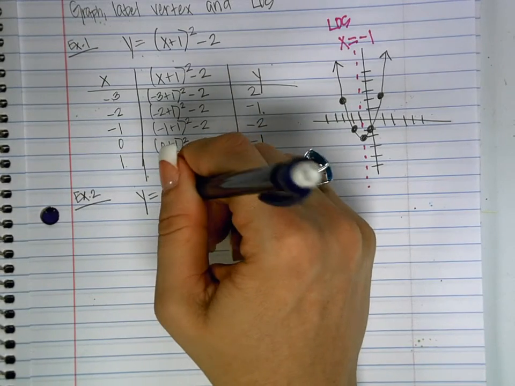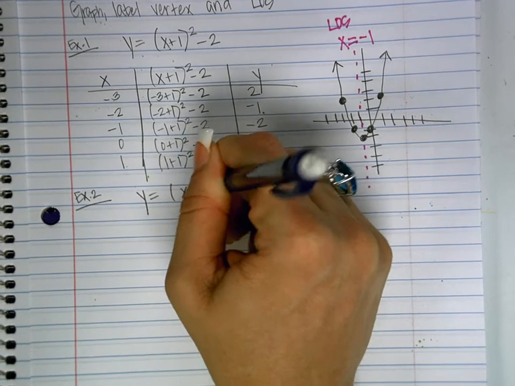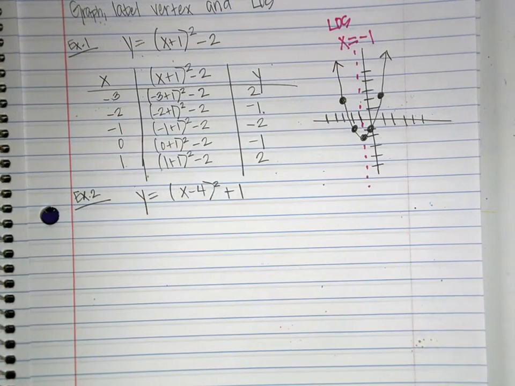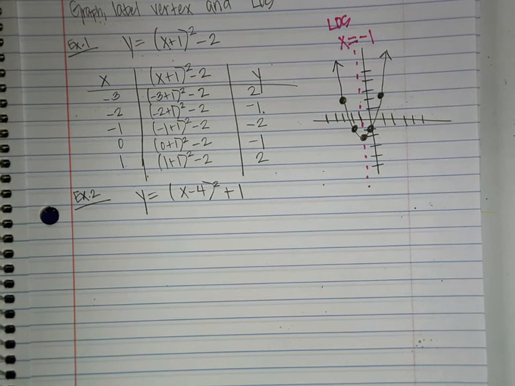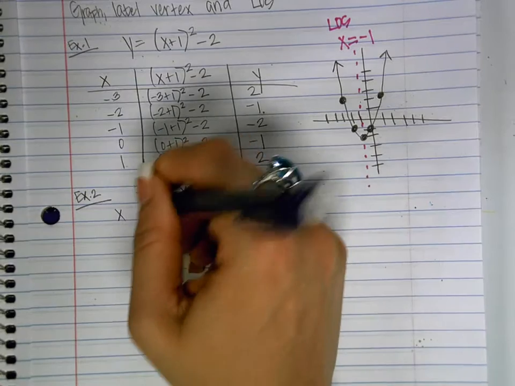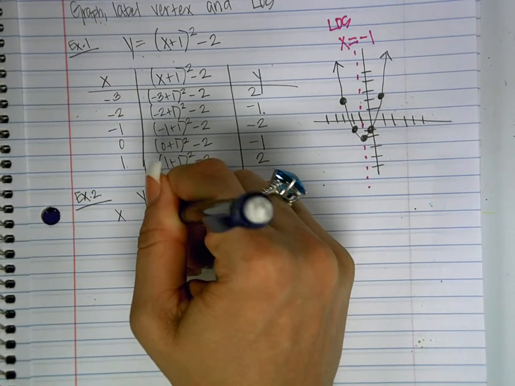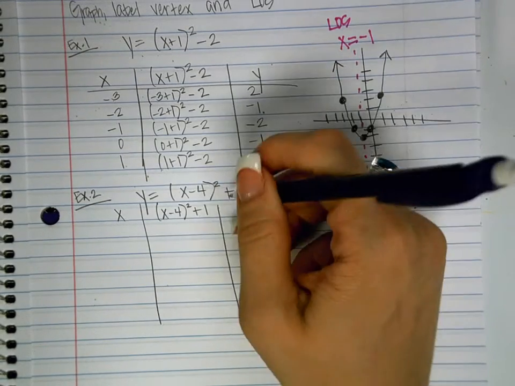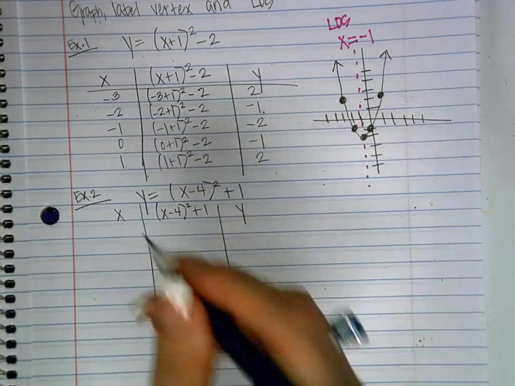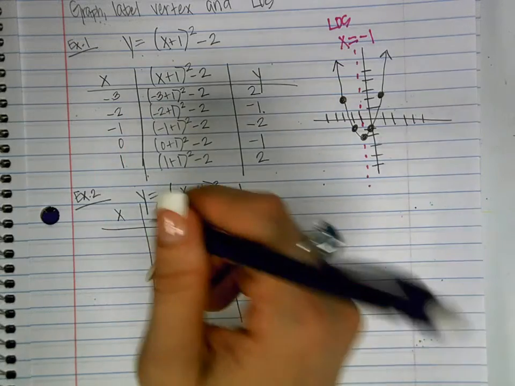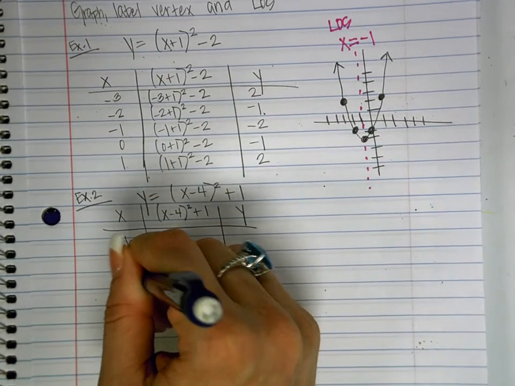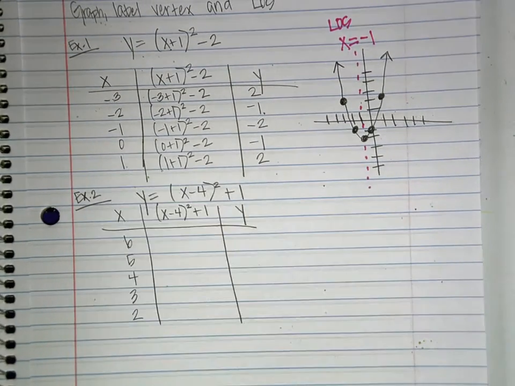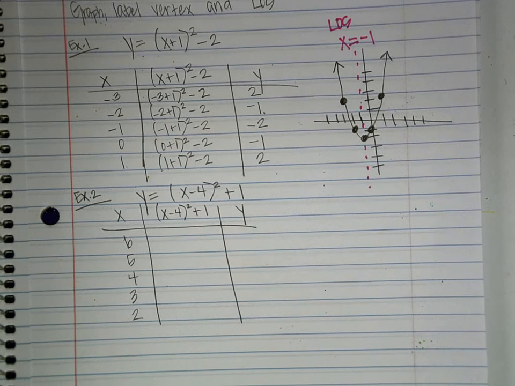Let's try y equals (x minus 4) quantity squared plus 1. Let's do this XY table again. So x, then we have (x minus 4) squared plus 1 in the next column, and then I have a y. For this one, we want to plug in 6, 5, 4, 3, and 2. I'm giving you those values already. I want you to plug in here.